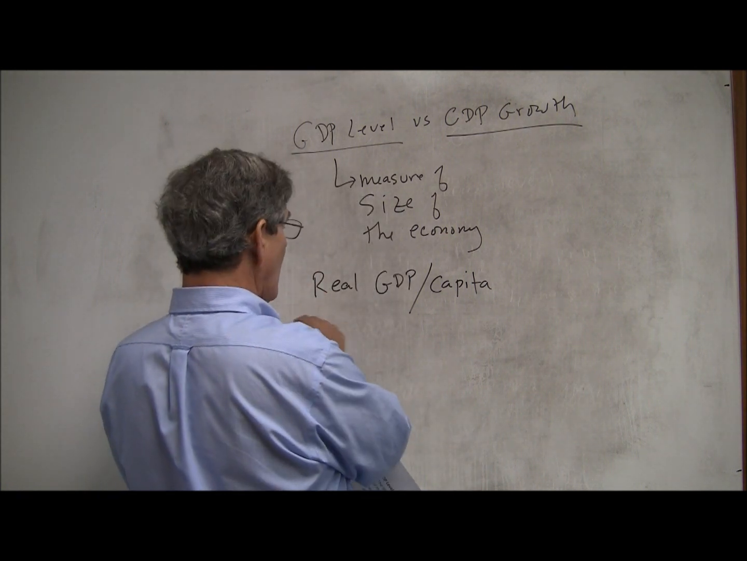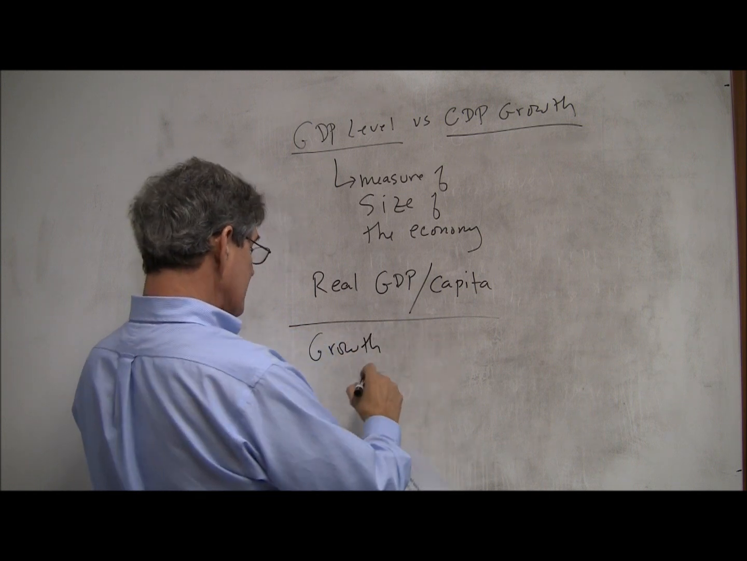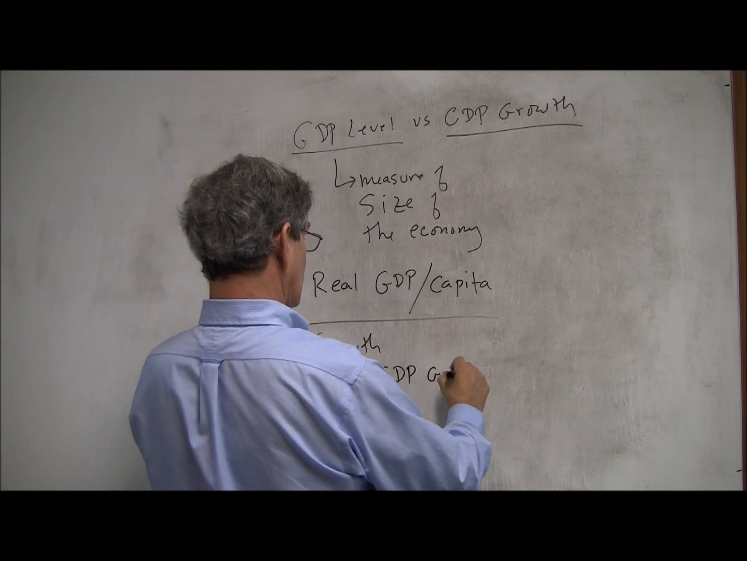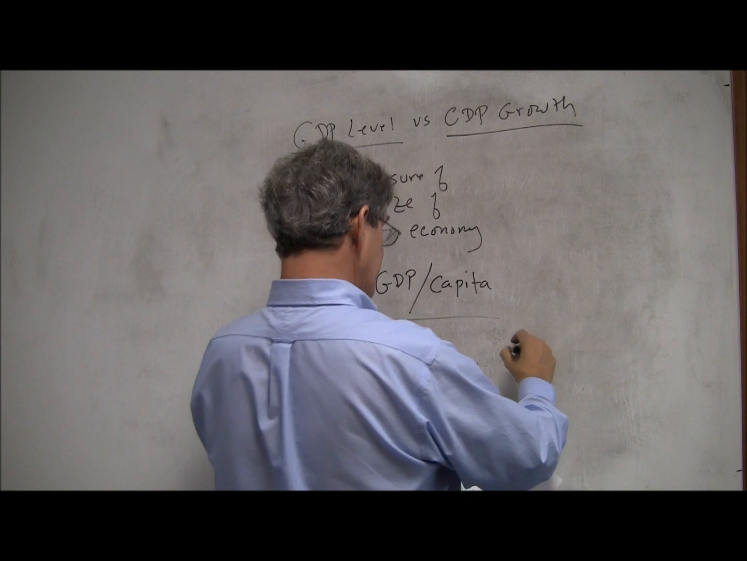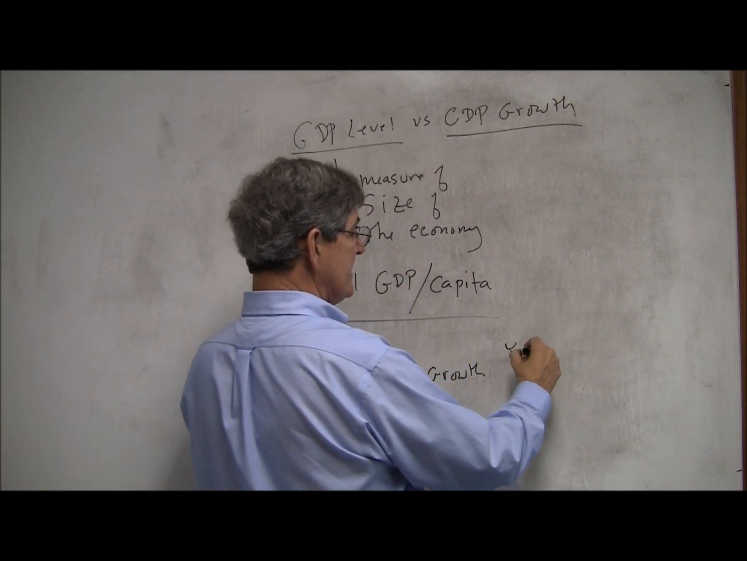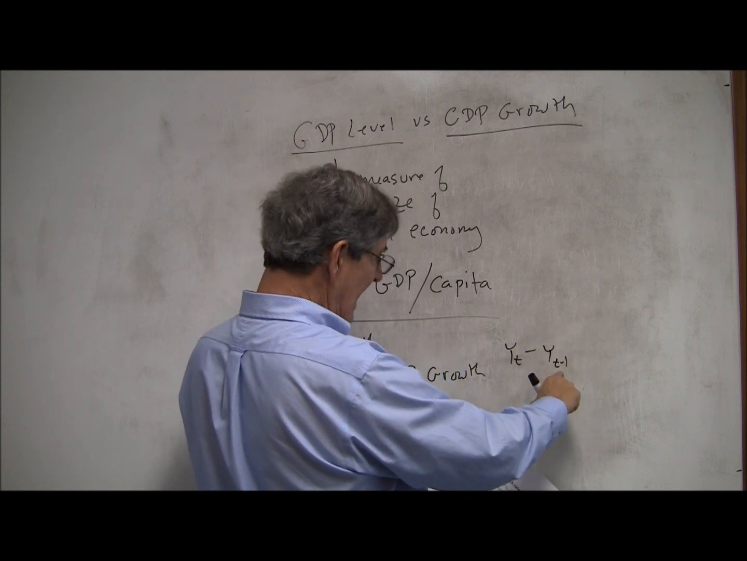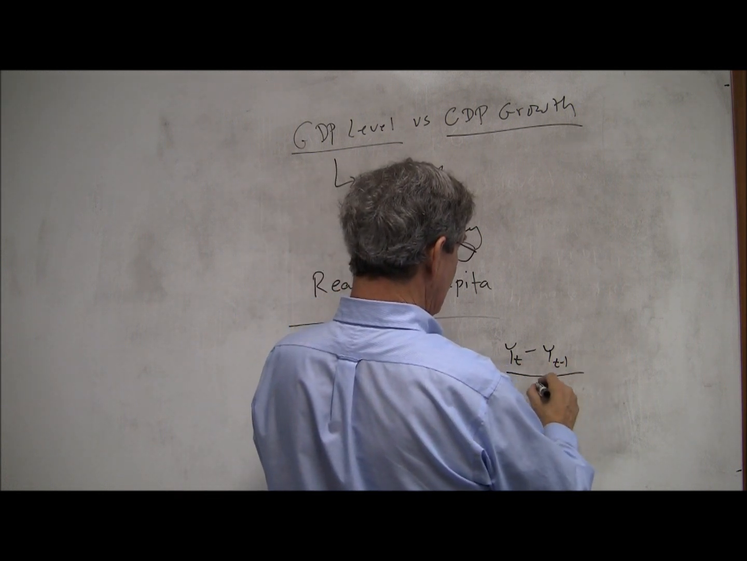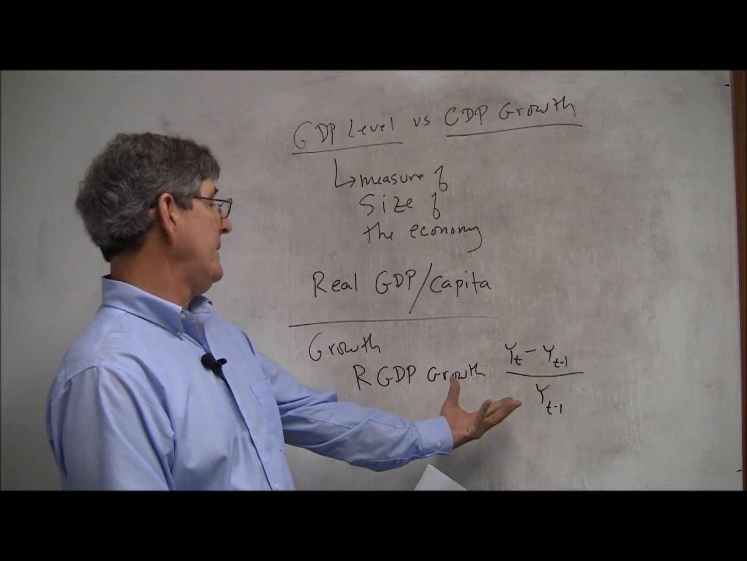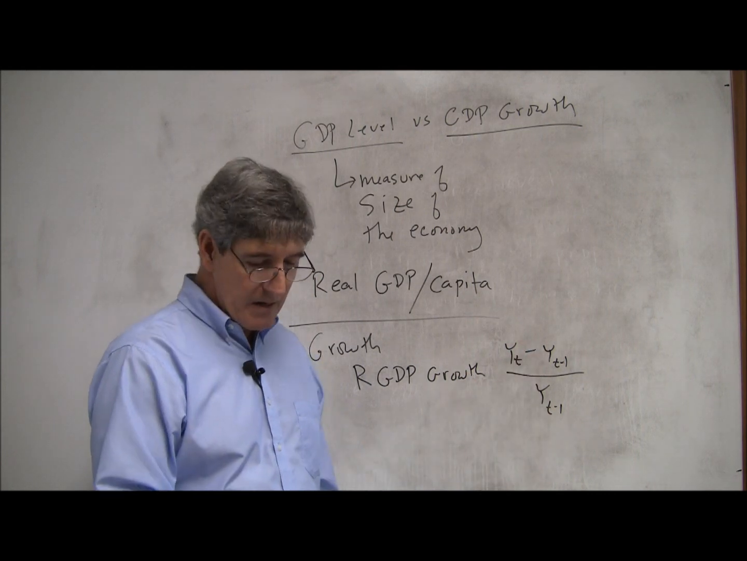So to measure growth year to year, so real GDP growth, remember, Y_t is the formula for it. Y_t is real GDP at time t minus real GDP at t minus 1, last year or last quarter, depending on the time period, over the base year. So real GDP growth is just the change over the old level. It's a standard way to measure it.